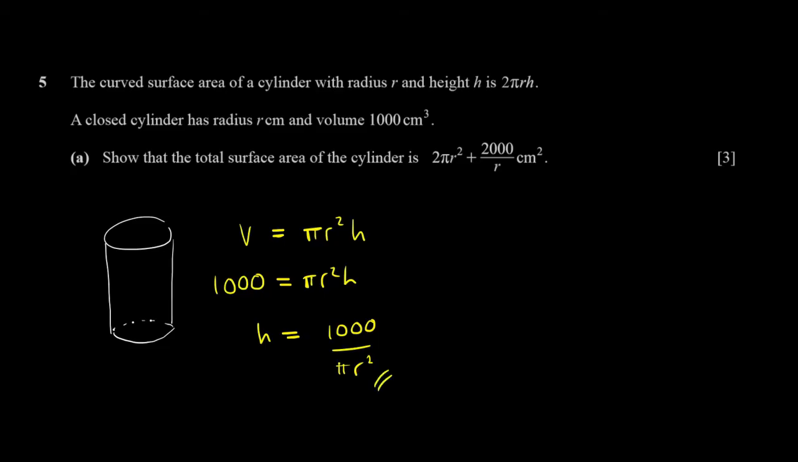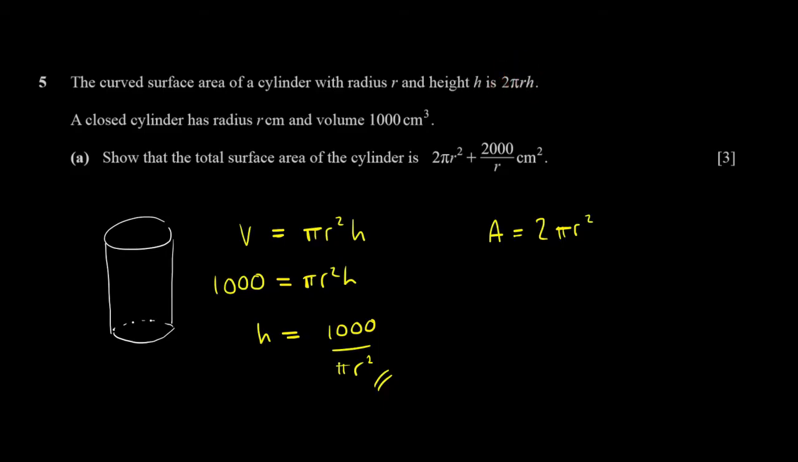Now, the surface area. How do we find the surface area of our cylinder? Well, firstly note that this is a closed cylinder, so we need the area of both the bottom and the top. If it was an open cylinder, then we'd just do the bottom, because we assume that the top is open, like a glass. So we've got the area of a circle, which is pi r squared, but we've got two of them, top and bottom, so it's 2 pi r squared. And we're told here that the curved surface area is given by 2 pi r h.